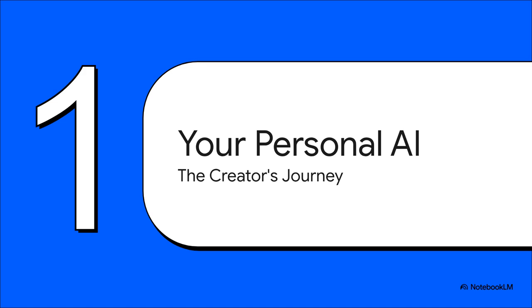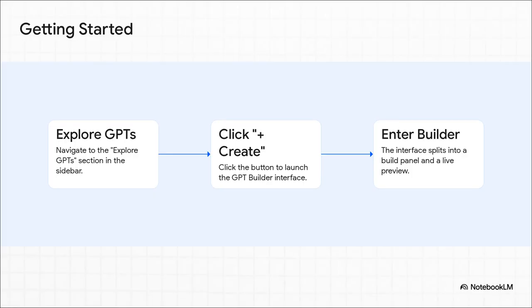We're going to start right at the beginning, creating your very own personal AI assistant. This is where your journey as a creator kicks off. Okay, first things first, you will need a ChatGPT Plus or Team account for this. So from the main screen, you're just going to look for Explore GPTs over in the sidebar, and then hit that big Plus Create button. This pops you right into the builder, which has this really cool split screen view. On the left is where you build, and on the right, you get a live preview of what you're making.